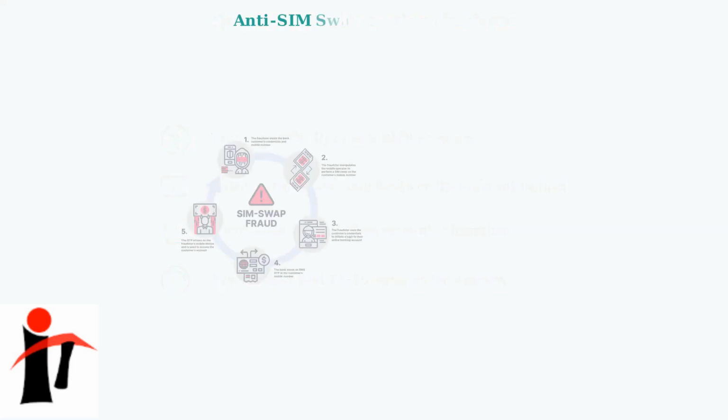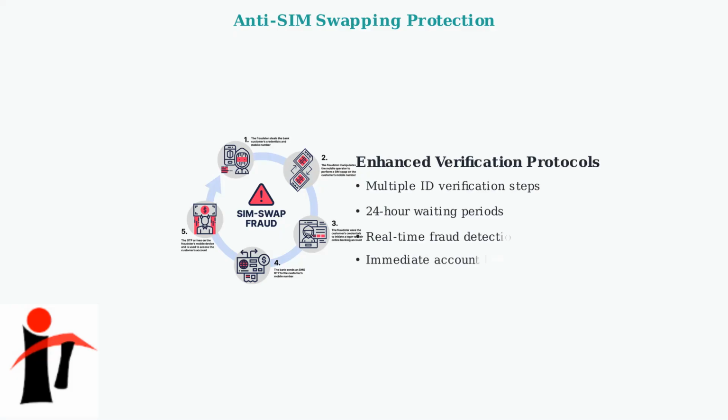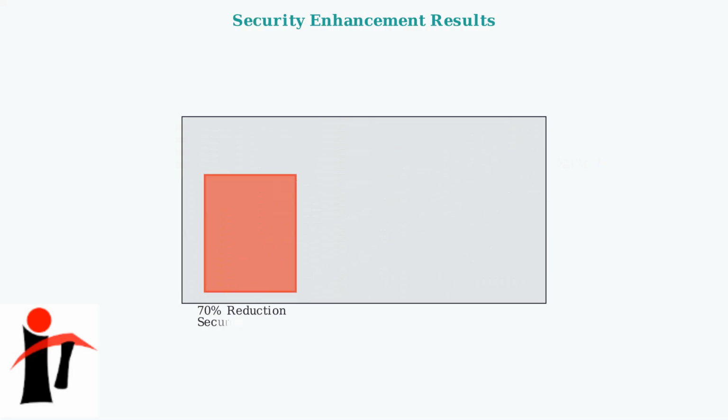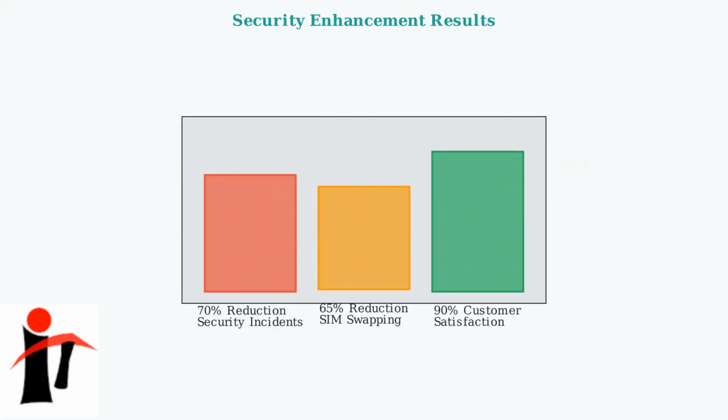Metro has implemented advanced anti-fraud measures specifically designed to prevent SIM swapping attacks. These attacks attempt to transfer your phone number to a criminal's device to gain access to your accounts. These security enhancements have proven highly effective. Metro reports a 70% reduction in security incidents and a 65% decrease in successful SIM swapping attacks since implementing these enhanced protocols.